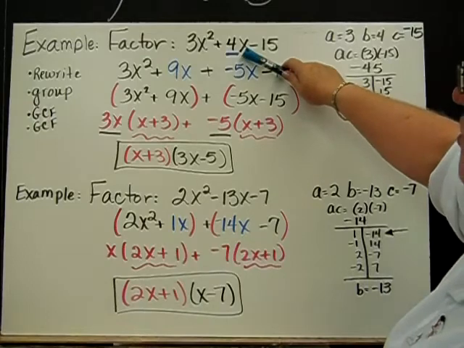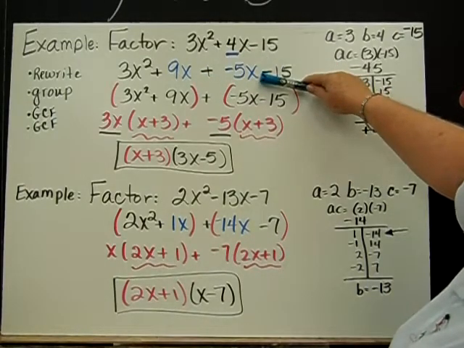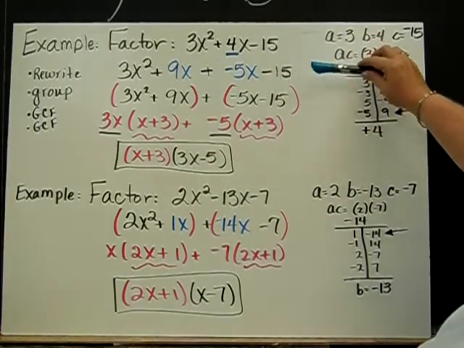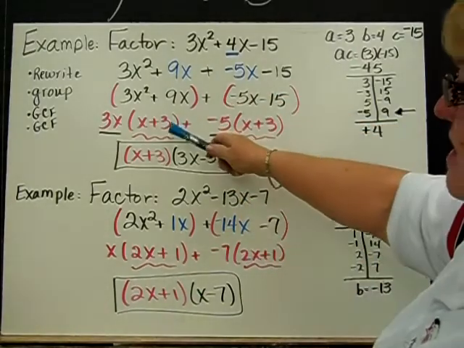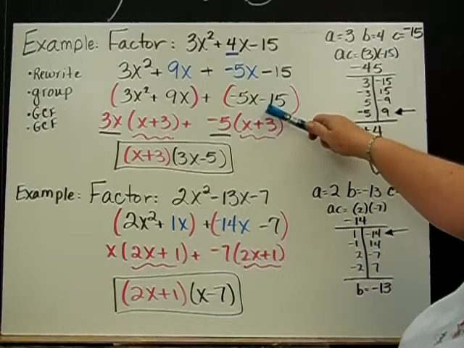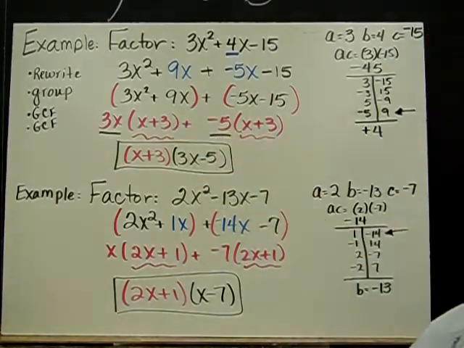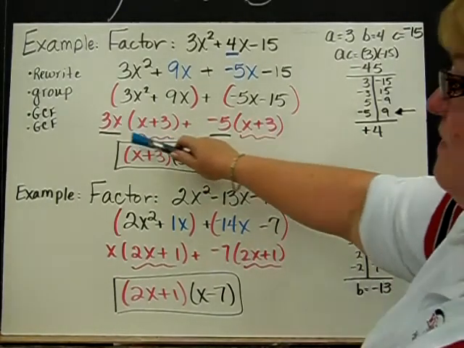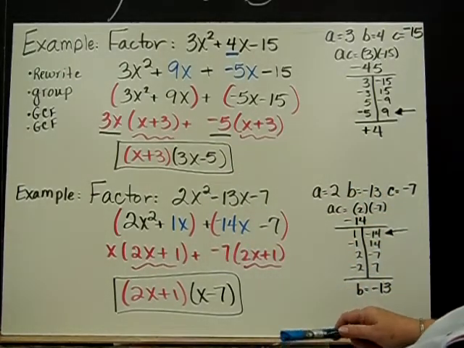So we rewrite the 4x as 9x and negative 5x. If we were to add those together, we'd get that. So we haven't changed anything but the way it looks. We group it, take out the greatest common factor on this term and the greatest common factor on this expression, and once again, the expression in the parentheses is the same, so we can factor that out, and then we have 3x minus 5 left as our answer.